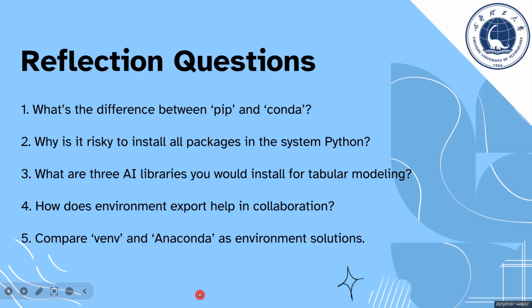Now, the third one I want to ask is, what are the three AI libraries you install for tabular modeling? When you see tabular modeling, it talks about tables, and a table for our data is all about rows and columns. We're going to treat that in week 2, where we'll be talking about exploratory data analysis, EDA. Now, the fourth one, we want to find out, how does environment export help in collaboration? So please let us know in the comment section. Now, compare venv and Anaconda as environment solutions. We want you to compare and give us your take on this.